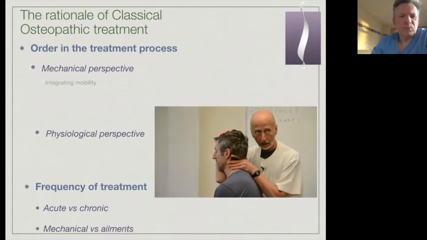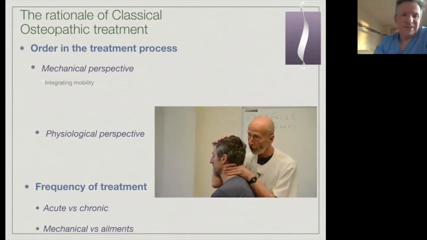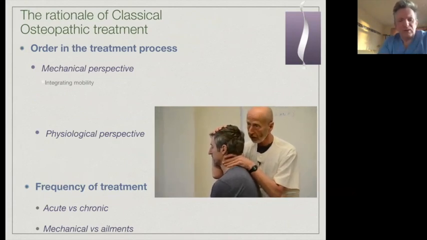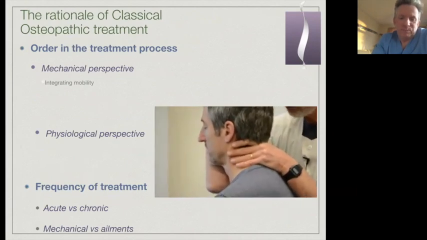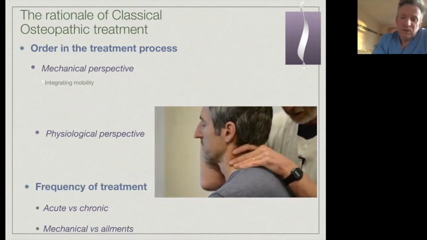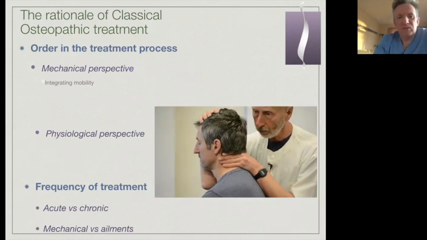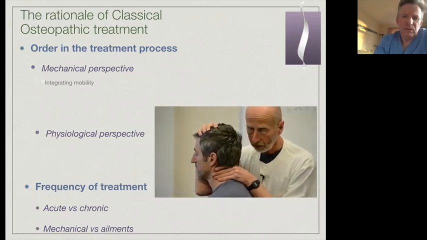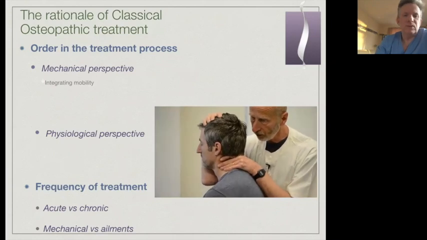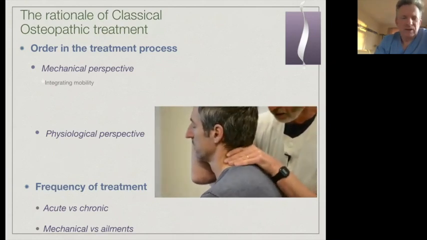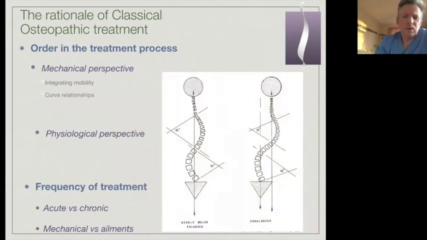From a mechanical perspective, I just want to talk a little about integrating mobility. One of the things Littlejohn describes in terms of the way that we address the spine is this sense of integrating mobility. He describes the spinal condition in terms of motility, which he defines as integrated mobility. So key to classical osteopathic treatment is this sense of integration, coordination, and so on. We want to have a sense of that in treatment. Very important in our work is the relationship through the curves, one curve to another, one curve to the spine as a whole. So we'll explore that a bit.